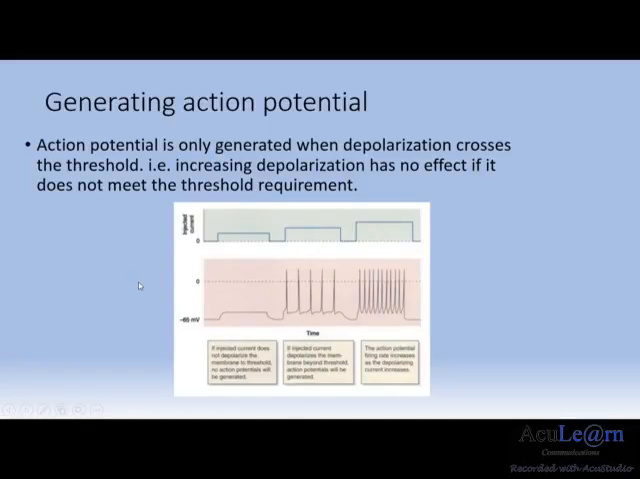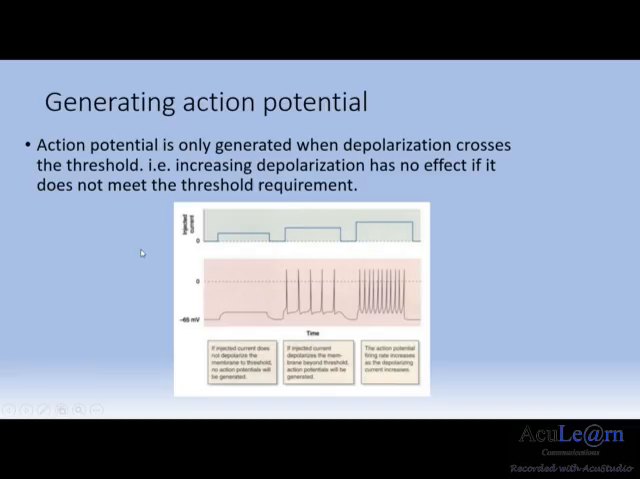Action potential can only be generated when there is a sufficient amount of depolarization. If the depolarization does not reach threshold levels, no action potentials would be generated. The following diagram shows the effects of injecting a positive current into a neuron to depolarize it in an attempt to generate an action potential.